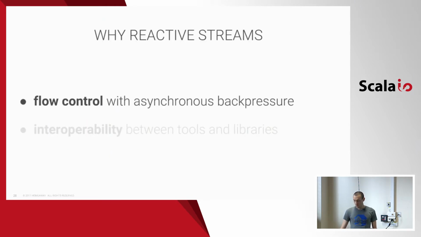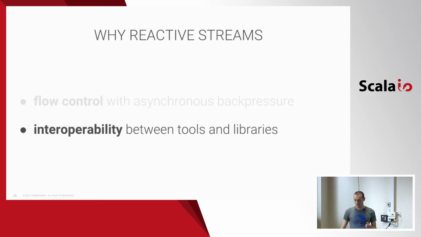So why did we go down this road for our problem? First of all, as we showed, reactive streams give you flow control with asynchronous back pressure, and that's giving you built-in resiliency and elasticity, so that's a massively great deal for the resiliency of your systems. Second, thanks to the standardization of these interfaces, it gives you interoperability between a variety of tools and libraries, thus preventing lock-in in a way.